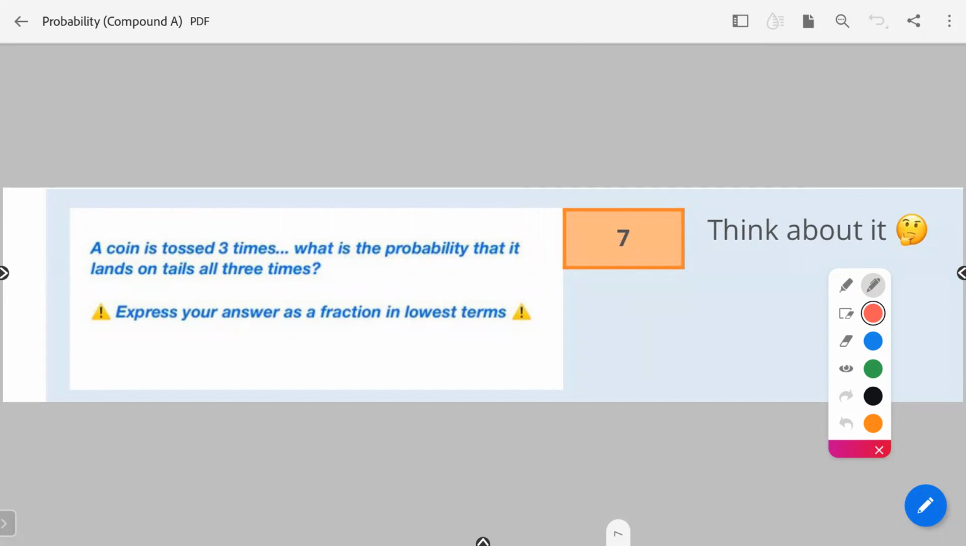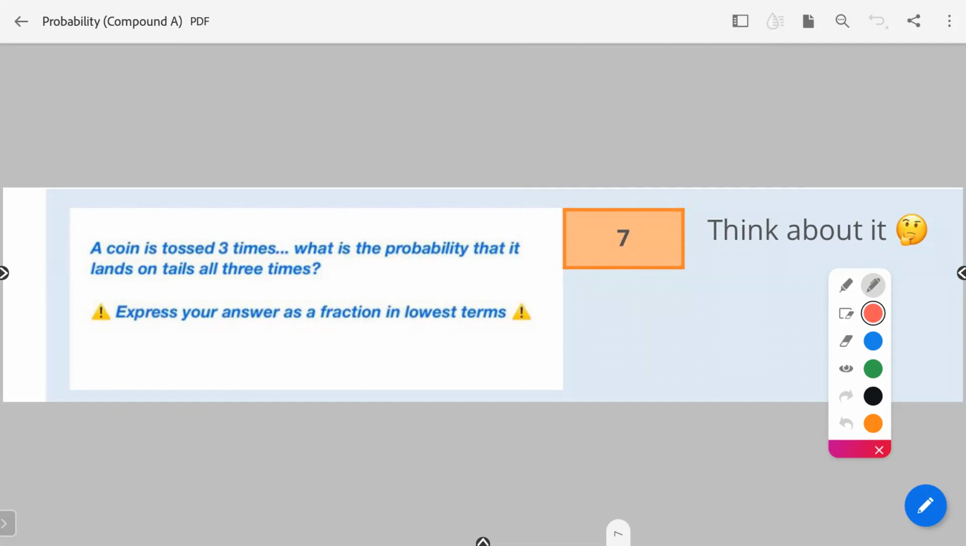It says a coin is tossed three times. You know what that means? That means I am going to be multiplying three fractions together. Remember, every time you toss a coin, that is an event, and each event has its own probability. When you do more than one event, you take your probabilities and multiply them together. So it says, what is the probability that it lands on tails all three times?